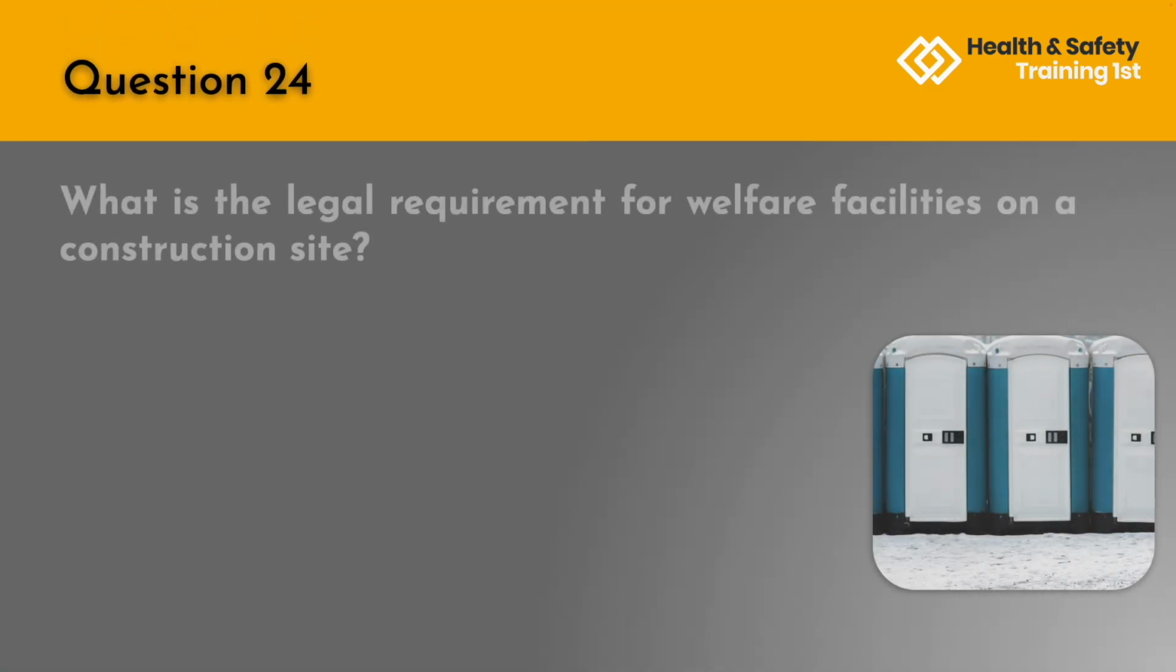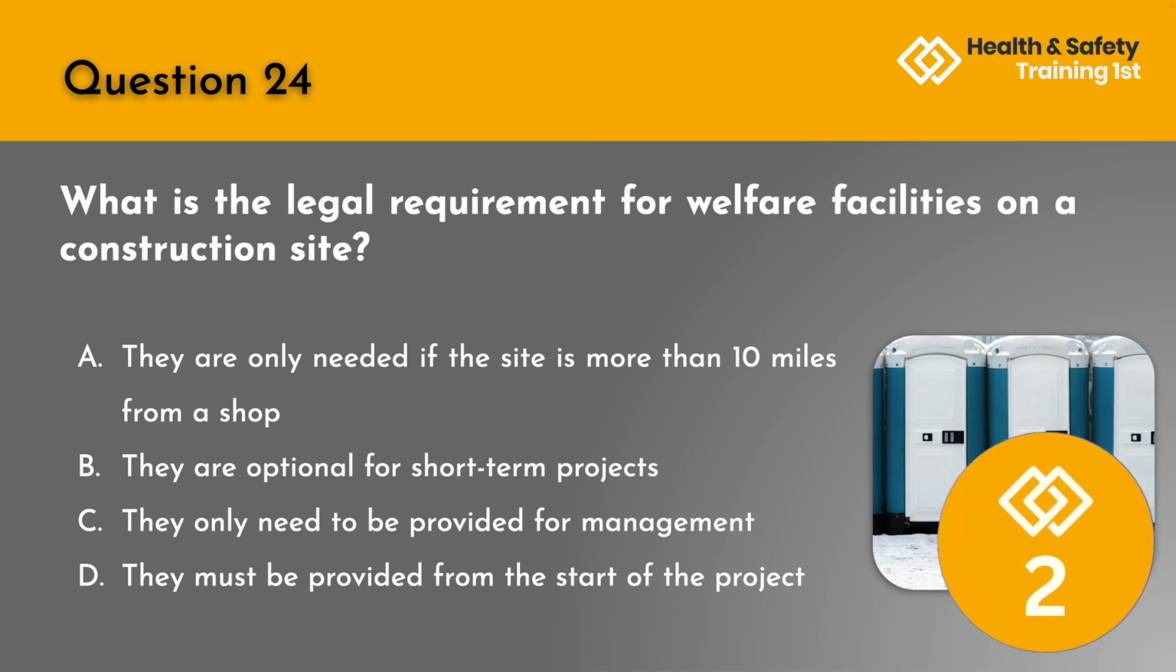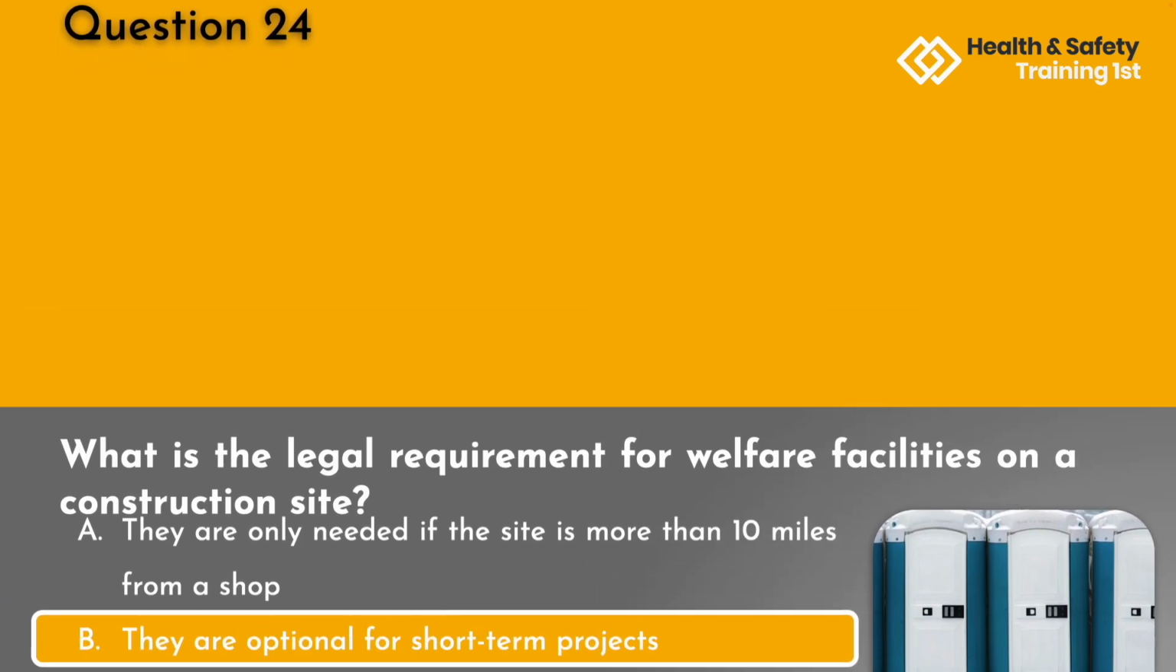Question 24. What is the legal requirement for welfare facilities on a construction site? A. They are only needed if the site is more than 10 miles from a shop. B. They are optional for short-term projects. C. They only need to be provided for management. Or D. They must be provided from the start of the project. The correct answer is D. They must be provided from the start of the project.